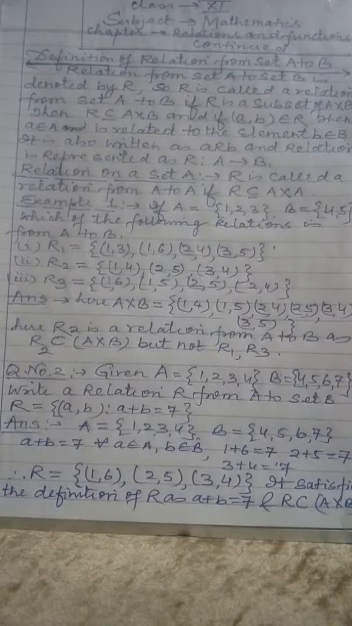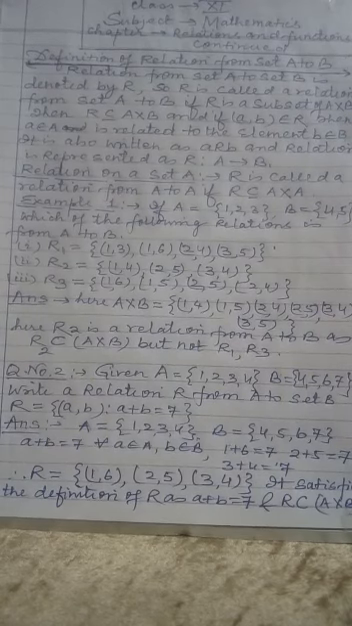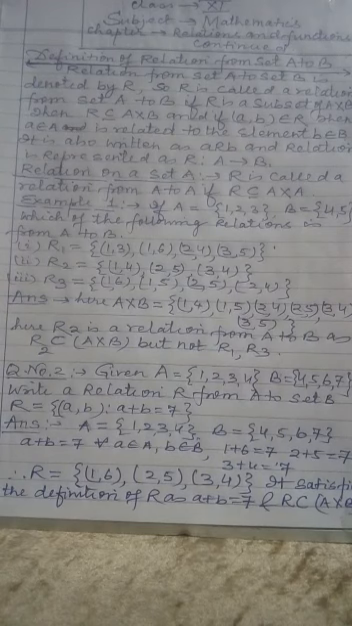So let us say a relation from set A to set B is denoted by capital R, and R is called a relation from set A to set B if R is a subset of A cross B. That is the necessary condition for a relation between two sets, that it must always be a subset of A cross B. A cross B has been already explained to you.